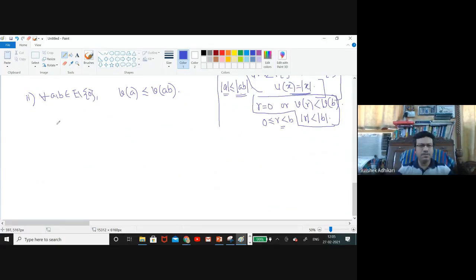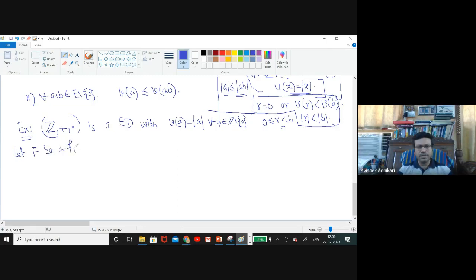So, examples. Of course, Z with plus and dot is a Euclidean domain, with, and this is what is important here, the valuation of a defined as mod of a for all a belonging to Z minus 0. Now tell me any other example. Let F be a field. What about F[x]? Then F[x] is a Euclidean domain.